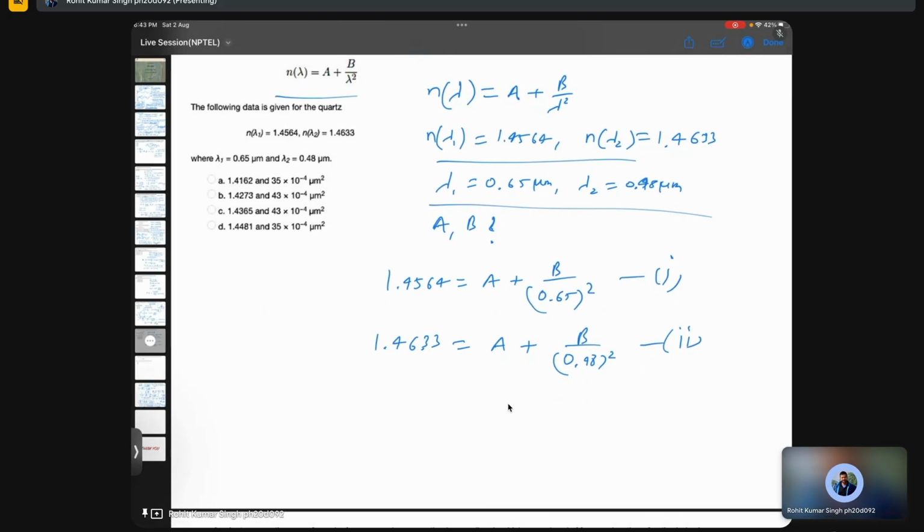It is just calculation, that's it. So it's a very simple problem, you just have to use the formula basically. Is it okay? Should I leave it? Yes, sir. Okay, I will write the answer. So A you will get around 1.4481, and B you will get 35 into 10 to the power minus 4. Okay, so option D is correct. So yeah, try to solve it if you want, you will get the answer.